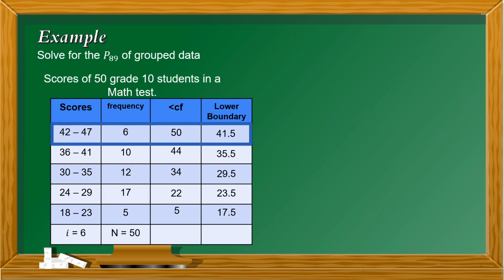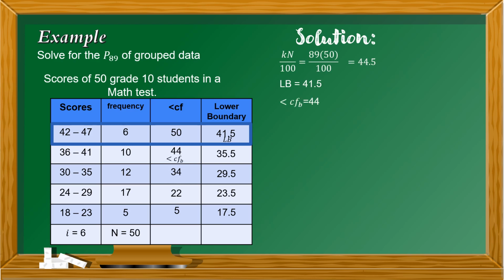For the solution, kn over 100 is equal to 44.5. LB is equal to 41.5. Less than CF sub b is equal to 44. F is equal to 6, and I is equal to 6.